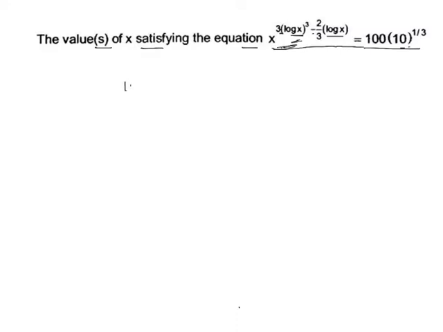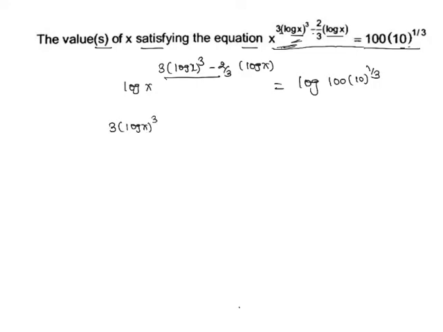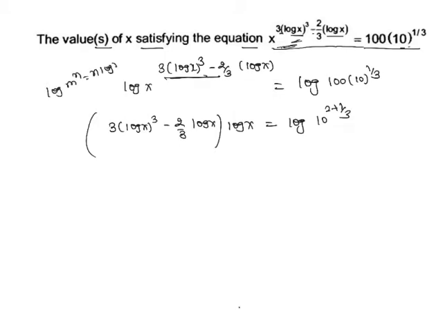So this we can write as log x whole power, 3 log x whole cube minus 2 by 3 log x, correct? Into log of 100 into 10 power 1 by 3. So this will come in multiplication. So what you can write: 3 log x whole cube minus 2 by 3 log x bracket close, into log x, equals log of 10 square plus 1 by 3. This property is nothing but log m power n is nothing but n log m. Clear this one?